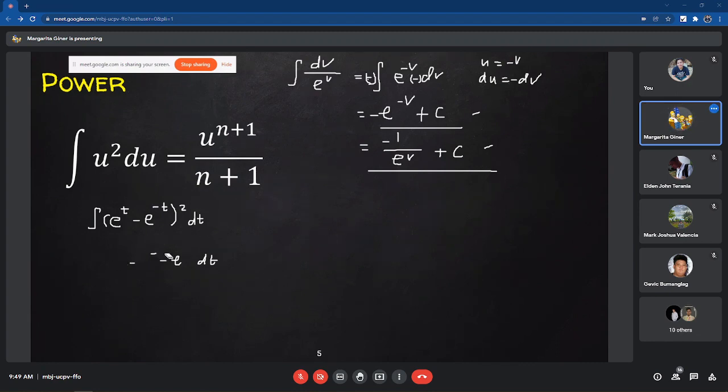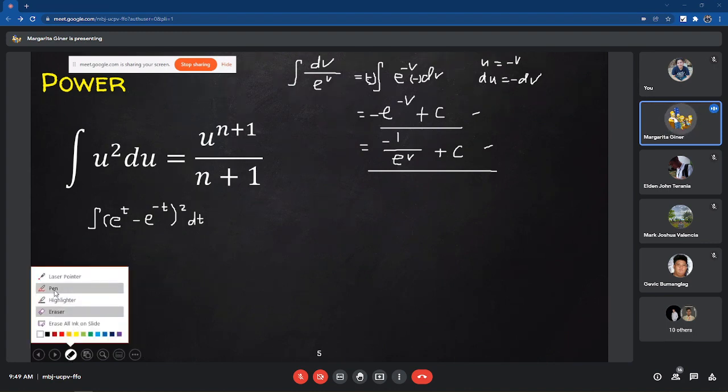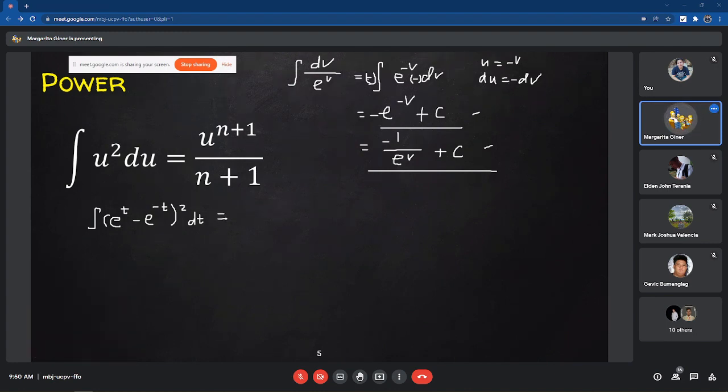Let's expand it. This is the square of a binomial. So, we are going to expand this first before we can solve for the antiderivative. This will become e raised to t, squared, plus 2 times e raised to t times negative e raised to negative t, and then plus the square of the last term, e raised to negative t being squared.